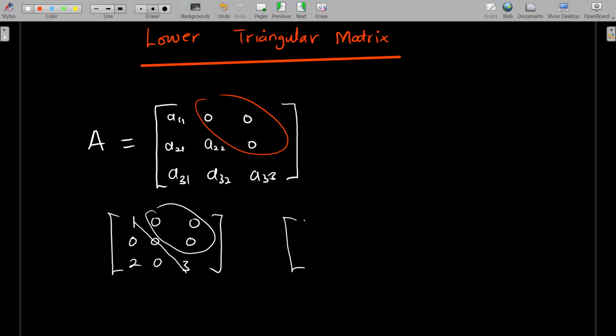Again, a diagonal matrix, 0, 0. A diagonal matrix is also a lower triangular matrix because if you draw the diagonal, every element above it is also 0. So a diagonal matrix is actually both a lower triangular and an upper triangular matrix.